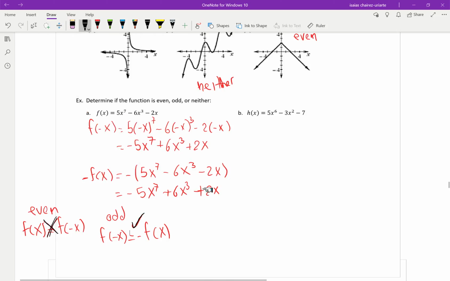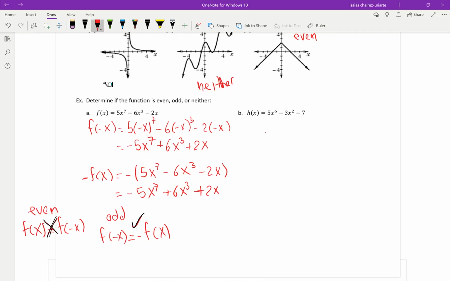Yeah, so that's what I have to do to test if a function is even or odd. I have to compute f of negative x and I have to compute negative f of x. And then I have to do some comparisons. So this function is odd. This function in part A is odd. It has symmetry with respect to the origin. Alright, let's try the last one.